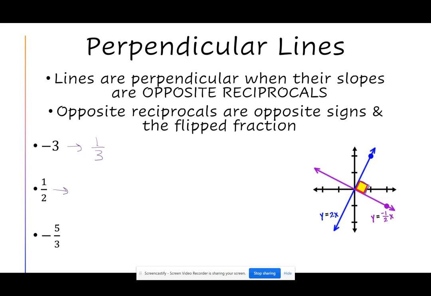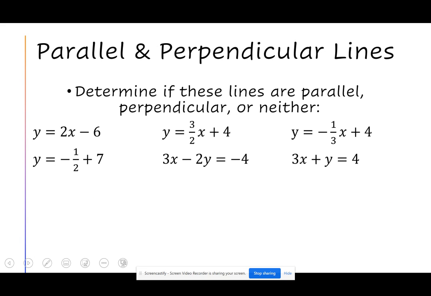This one, you flip 1 over 2 to 2 over 1 and then make it negative. This one we flip to 3 over 5 and make it positive. So you're flipping your sign and flip your fraction. So for example, we want to determine if these following lines are parallel, perpendicular, or neither.